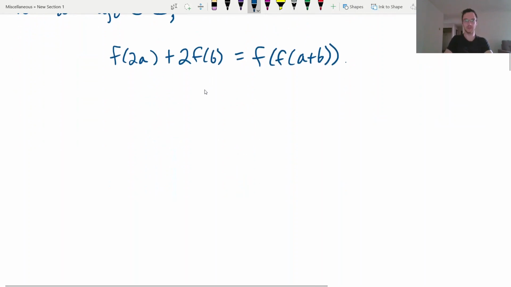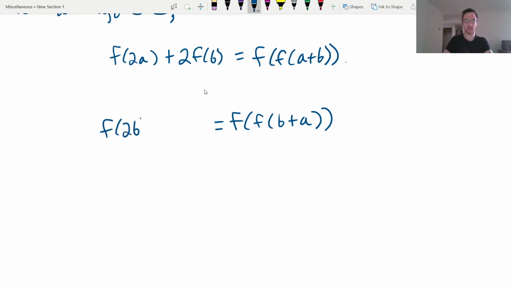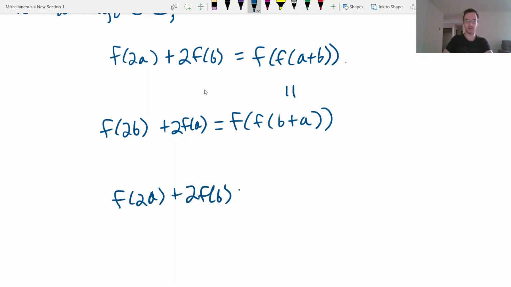So the first thing to notice is that the right-hand side does not change when I reorder a and b. However, you can interpret this reordering as actually relabeling a and b, and in that case the left-hand side would actually become this. So while these two left-hand sides are not manifestly equal, the right-hand sides are, and this gives us a constraint on f, namely f(2a) + 2f(b) is equal to f(2b) + 2f(a).